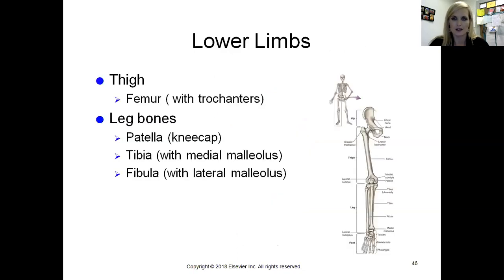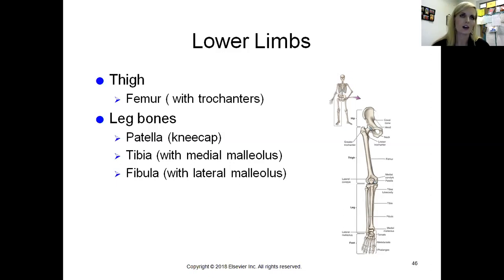Okay, so now we go down to the attachment point. We have the lower limbs. So our upper leg bone is called the femur. We talked about the femur pretty heavily earlier with the trochanters we were identifying. The femur is the largest bone in the human body, just as a fun fact. And then the kneecap is referred to as the patella. So that little bitty bone right there in front of our knee is called the patella.